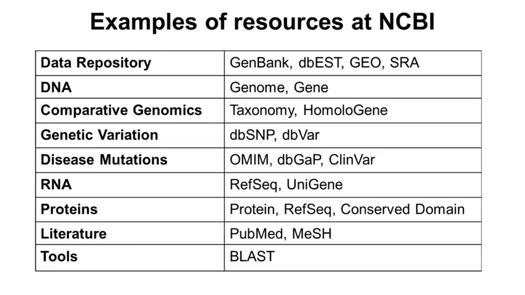Genetic variations and disease mutations can be found in dbSNP, dbVar, OMIM, dbGaP, and ClinVar. Annotated RNAs are available in RefSeq and UniGene. Proteins and annotations are available in Protein, RefSeq, and Conserved Domain. Many of you have used PubMed to search for literature. MeSH is a hierarchical controlled vocabulary to represent the citations in PubMed. The most widely used tool at NCBI is the BLAST suite of tools. Now let's look at a few of them in a little bit more detail.